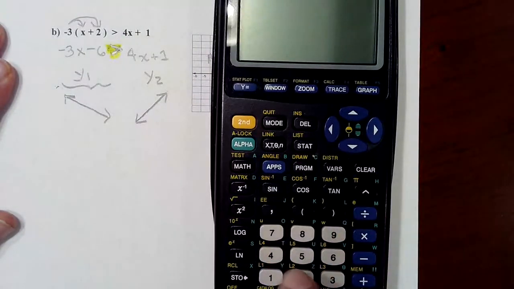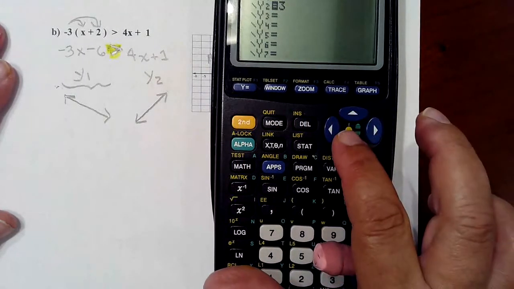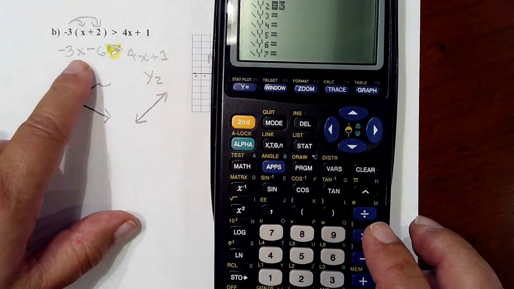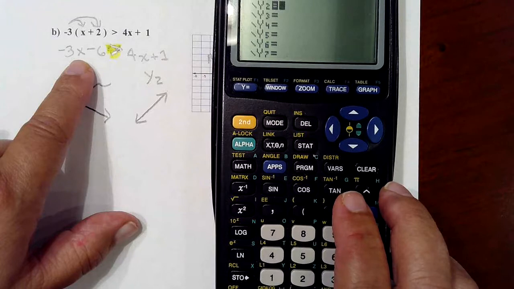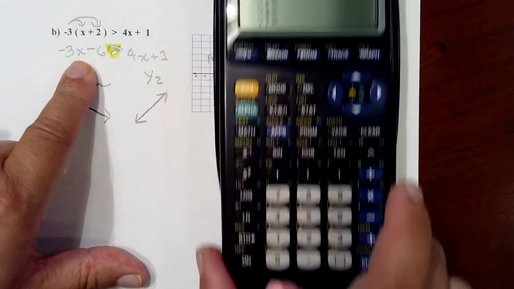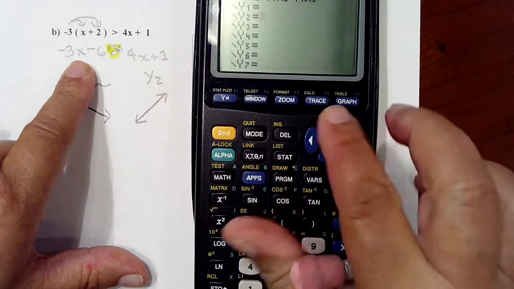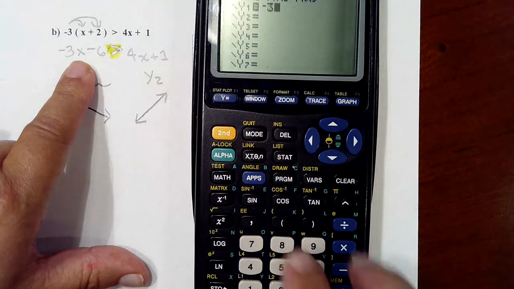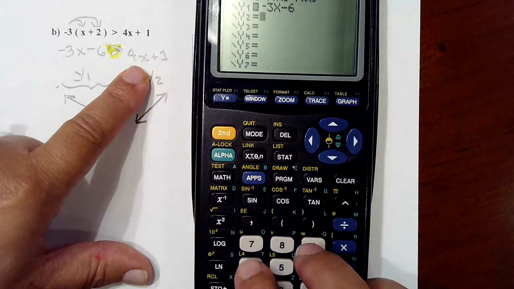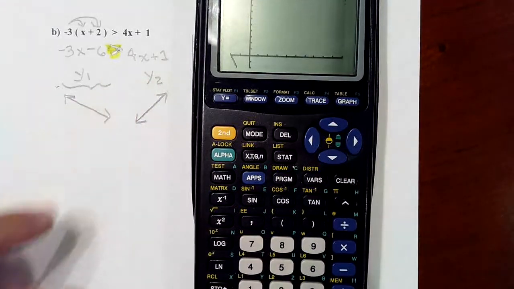Here we go. Let's put both of them in the graphing calculator. For y sub 1, we're going to put negative 3x minus 6. If you want a negative in front of a 3, you have to use the negative key down at the bottom. Oops, let's put that as the first one, since I called it y sub 1. So negative 3x minus 6. And then for the second one, it's going to be 4x plus 1. Let's go ahead and graph that.